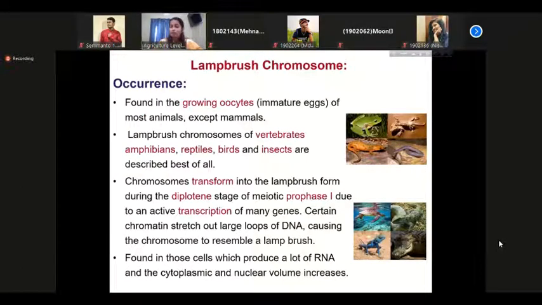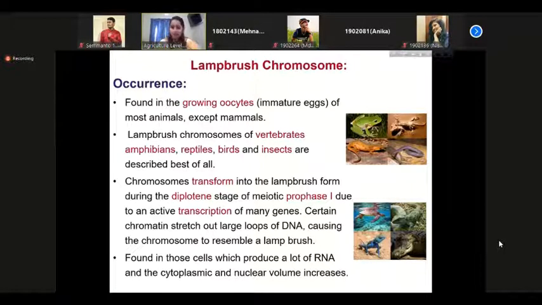There are some cells which need to produce a lot of mRNA. For this reason, during the diplotene stage of prophase 1, they extend, that means they uncoil and extend and produce loops to produce the mRNA. If they are coiled around the histone protein, they cannot produce mRNA. So for producing mRNA, they uncoil and produce the loops to continuously produce the mRNA.